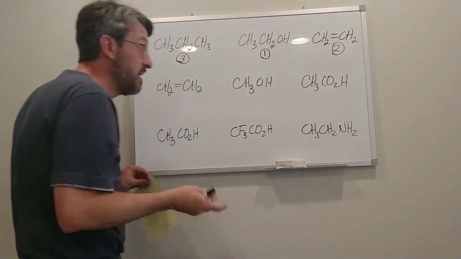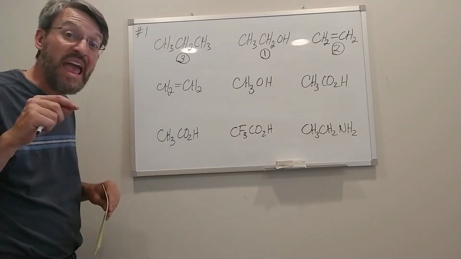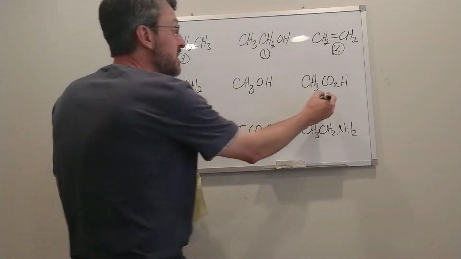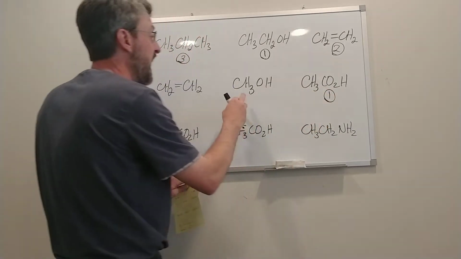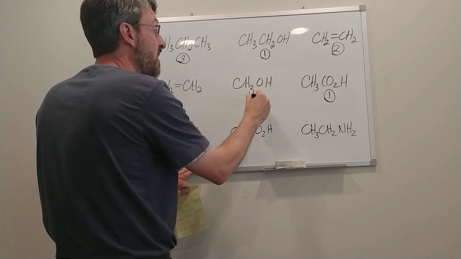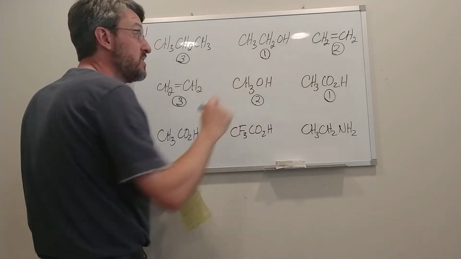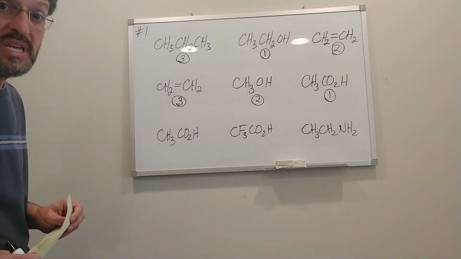Middle one, same sort of thing. We have alkene, alcohol, and carboxylic acid. Well, acid is in the name of this one, so that's going to be the strongest. And alcohol and alkene, we talked about that in the first one. So for this one, alcohol is going to be number 2 and alkene number 3. So again, 1 is the strongest, 2 is the middle, 3 is the weakest.